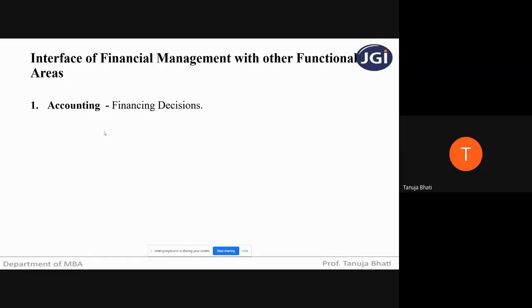So in other words, let me tell you students, accounting is a very necessary input for the financial management function, because only once accounting is done will the financial manager understand the position of the company, and based on the position of the company, the financial manager will be able to make correct financial decisions.